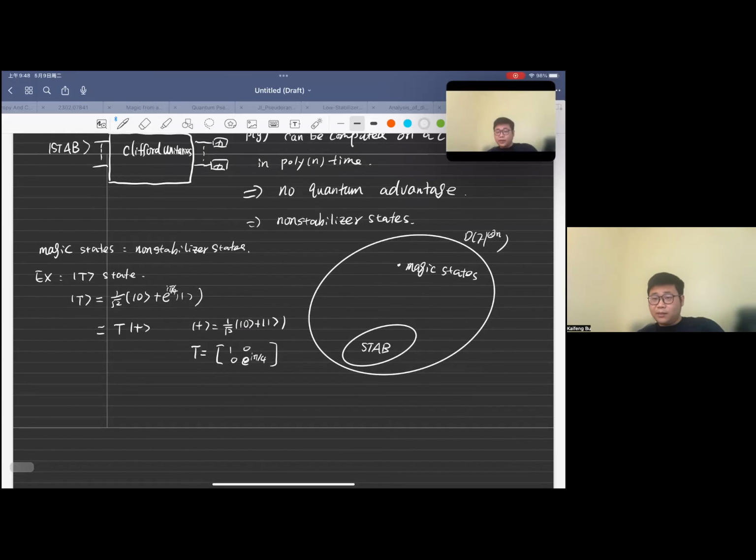So why do we care about this magic T state, or magic T gate? Because if we only have Clifford unitaries, we cannot do universal quantum computation. Universal quantum computation means we can approximate any n qubit unitary to any precision we want. But if we have Clifford plus T, then we can do it.